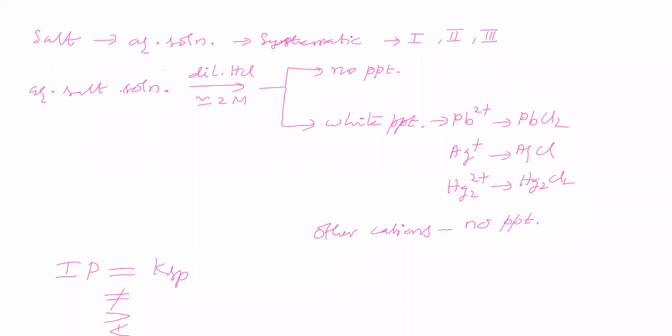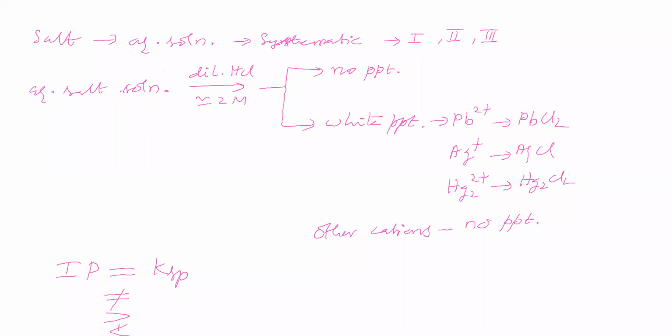Then we have to discuss what is meant by ionic product and what is meant by solubility product. Only then can we say about precipitation. You are saying that ionic product is greater than solubility product. Okay. If ionic product is greater than solubility product, then precipitation is possible. Otherwise, no precipitation.